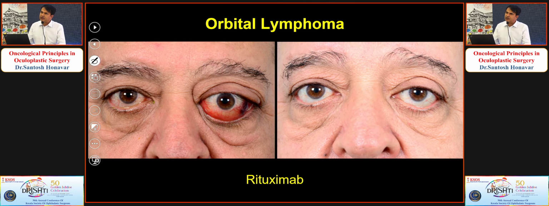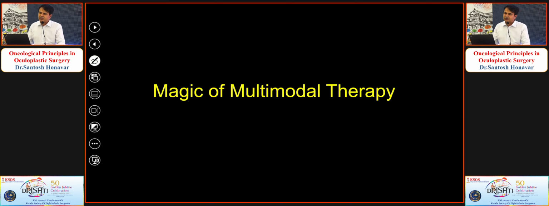Like orbital lymphoma, you have done an incisional biopsy. When it is shown that it is mantle cell lymphoma, you have to go ahead and give rituximab.